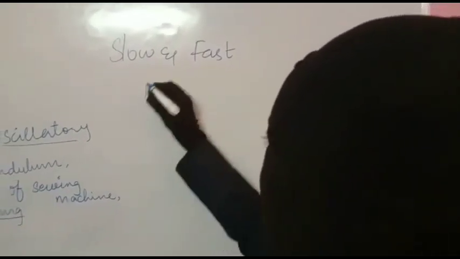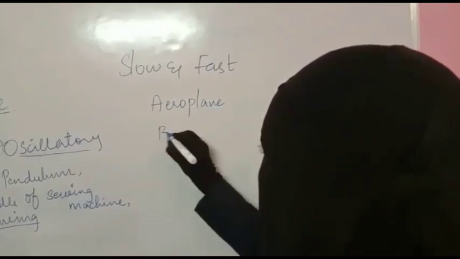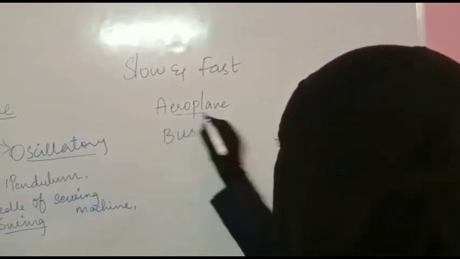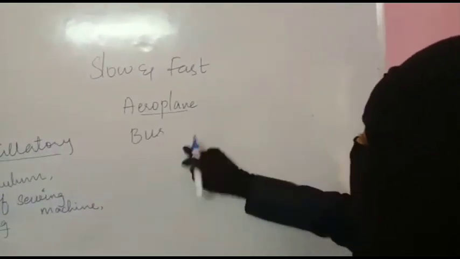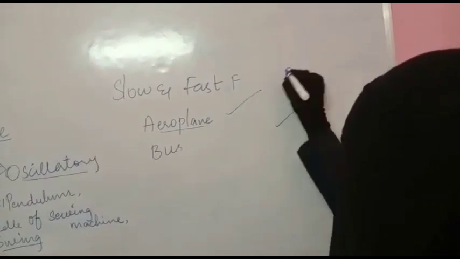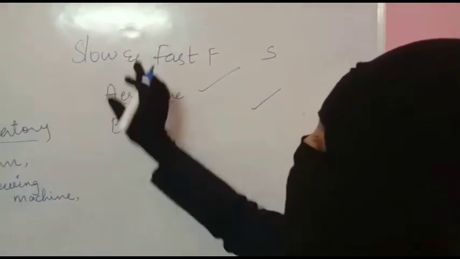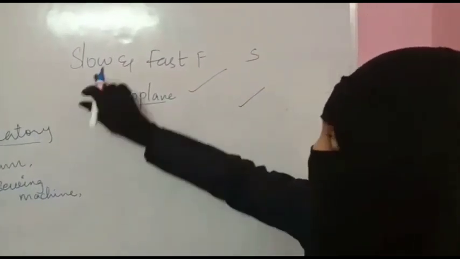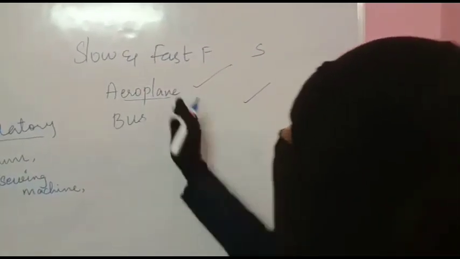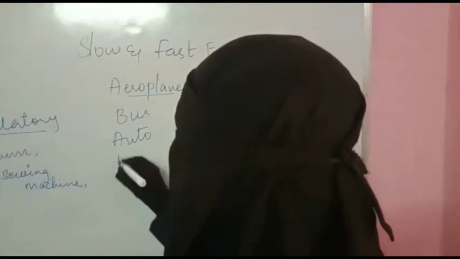So let me take an example. That is what? An airplane and a bus. Now, according to you, who will be moving fast, the aeroplane or the bus? The aeroplane will be moving fast and the bus will be moving slow. Here, without comparison, you cannot say whether the motion is slow or fast. So to say whether the motion is slow or fast, you should always compare the motions. You can take one more example. That is what here? An auto and a bicycle.